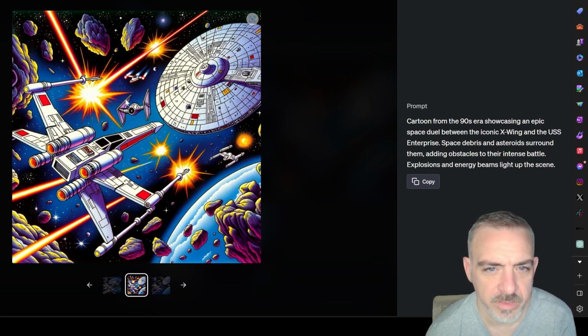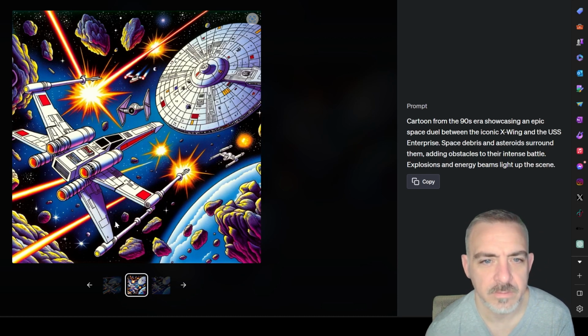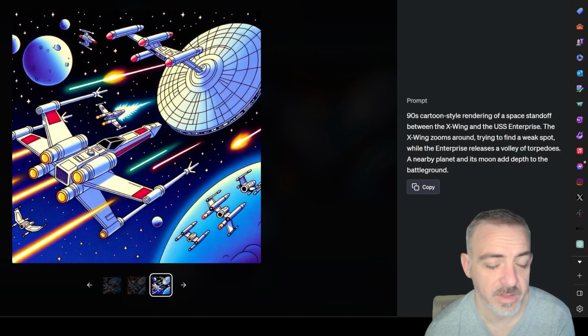There's some weirdness going on with this TIE fighter in the background. Not a terrible image. I'm just happy it's getting the X-wing with 4 panels. It got 4 wings on all the X-wings in all these images. Some weirdness going on with the Enterprise that seems to be expected. Some weirdness going on with these ships down here, but it got the style exactly the way I wanted it to.